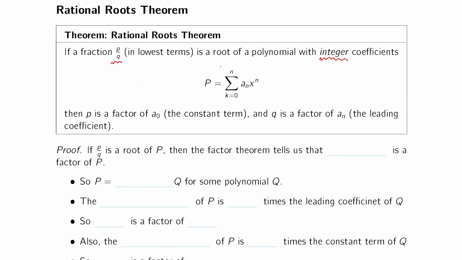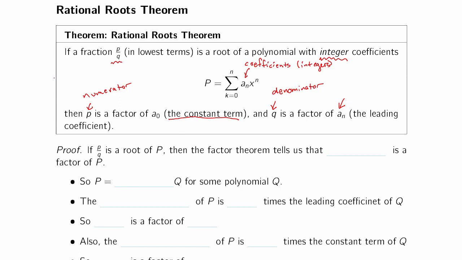So here we have our polynomial, written in that summation form. The a_n are the coefficients, and they're integers. Then p, the numerator, is a factor of the constant term. And q, the denominator, is a factor of the leading coefficient. So what this is going to do for us is let us narrow down what the possible rational roots are. Notice this doesn't say that if we have any fraction like that, it's going to be a root. Just if we have a root, it's going to be a fraction like that.